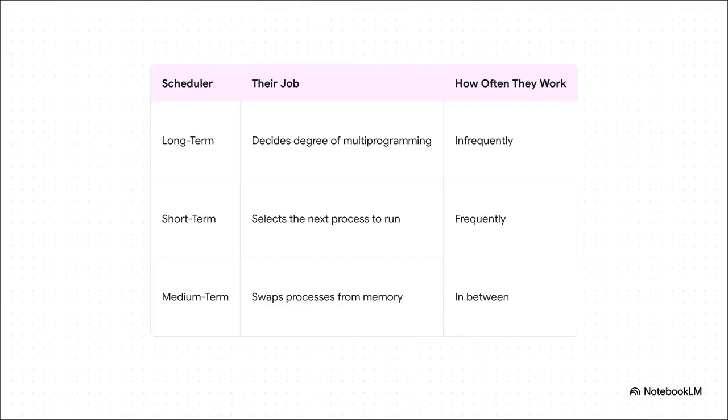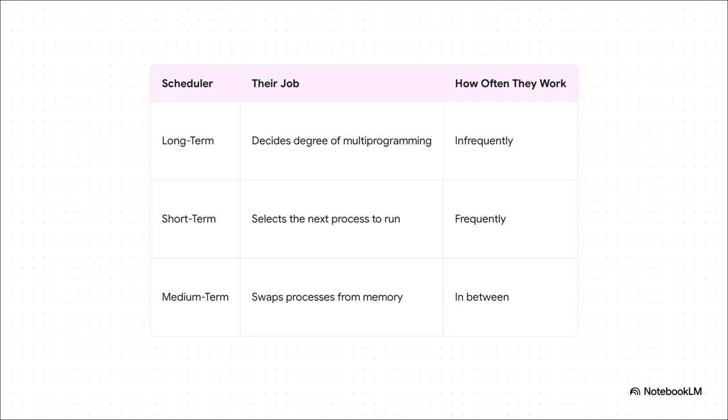Now, it's not just one traffic cop. There are actually 3, each with a very specific job. The long-term scheduler is kind of like the bouncer at a club, deciding how many processes get let into the ready line at all. The short-term scheduler is like the DJ, picking the very next process to hit the dance floor, the CPU, and it does this hundreds, maybe thousands of times a second.